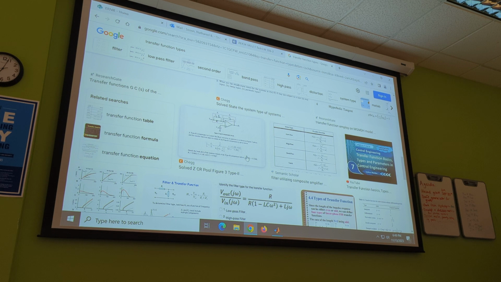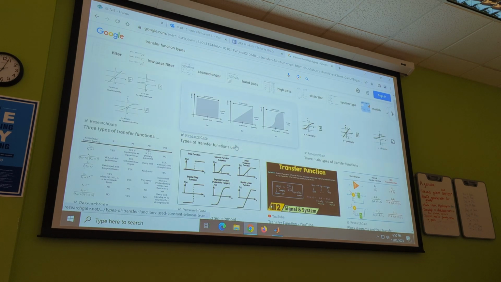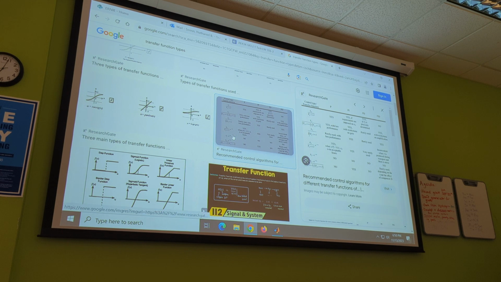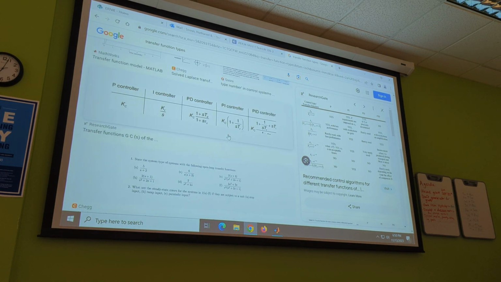So having a type 0 system means you don't have any poles at 0, but it also means that given a certain set of control inputs, you would get a certain set of errors. So yeah, let's see if we can find that table online. I'm not really seeing that.